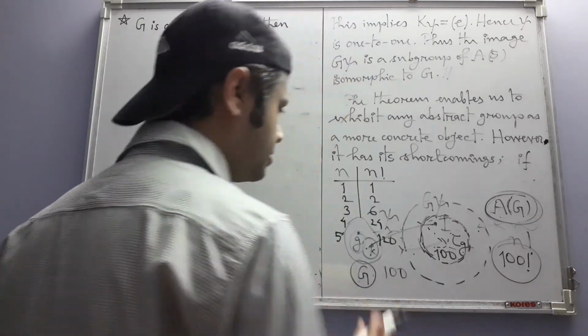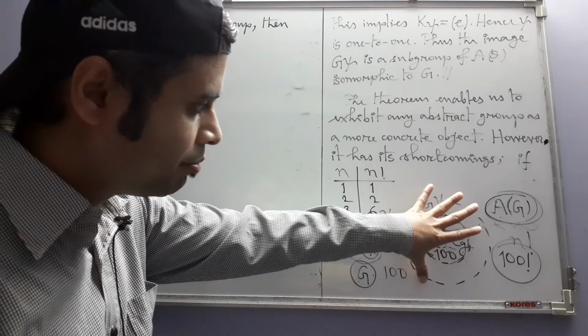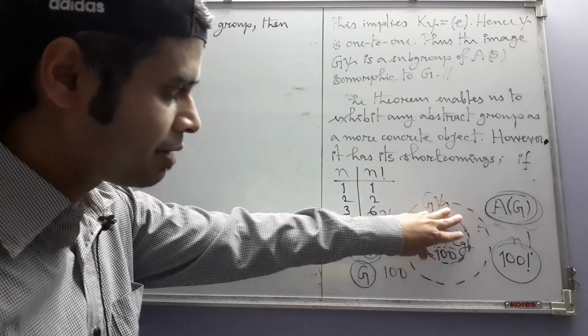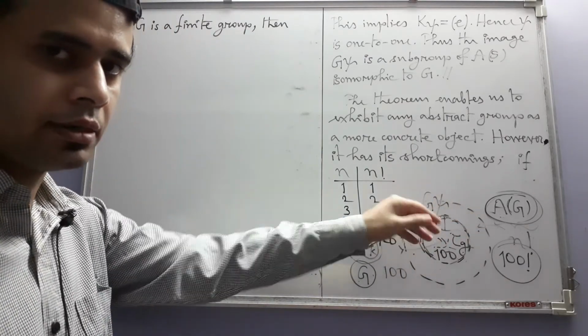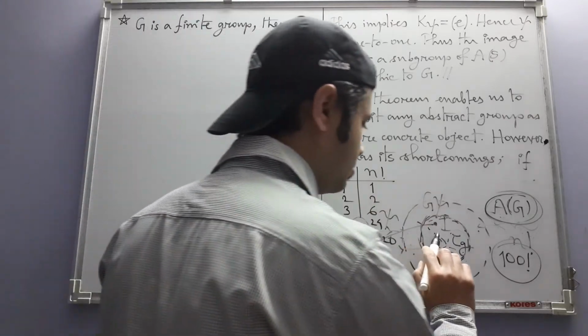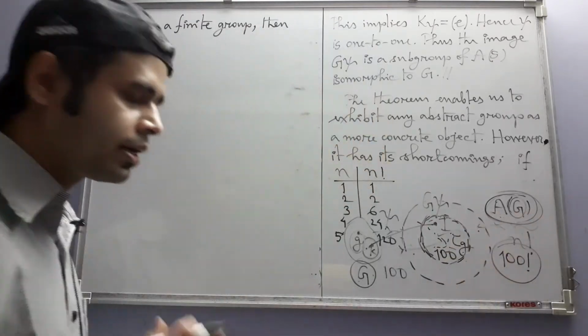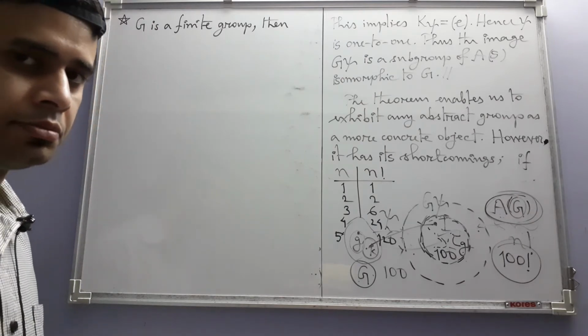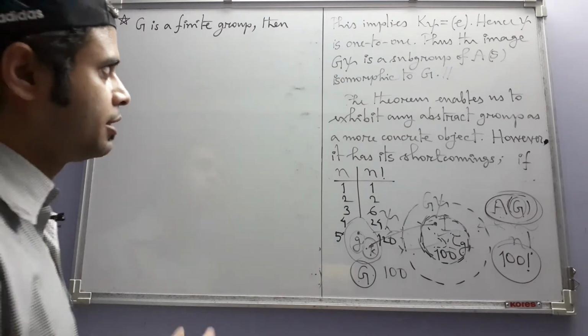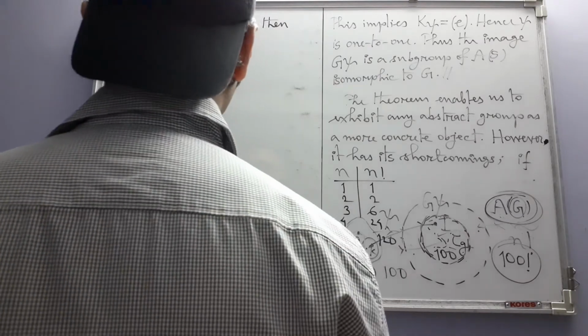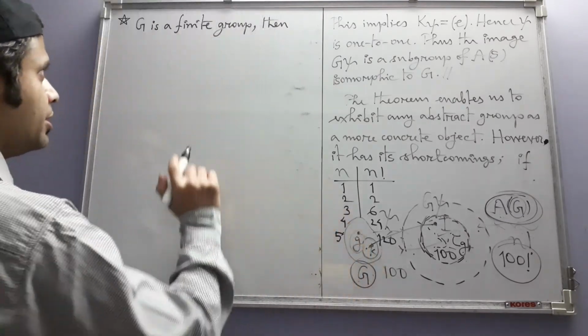So now the question is, can we make this big group somewhat smaller? An obvious way to do that is to not take the entire G but something smaller. Okay, so that's what we now want to do. So anyway, let us complete this part.